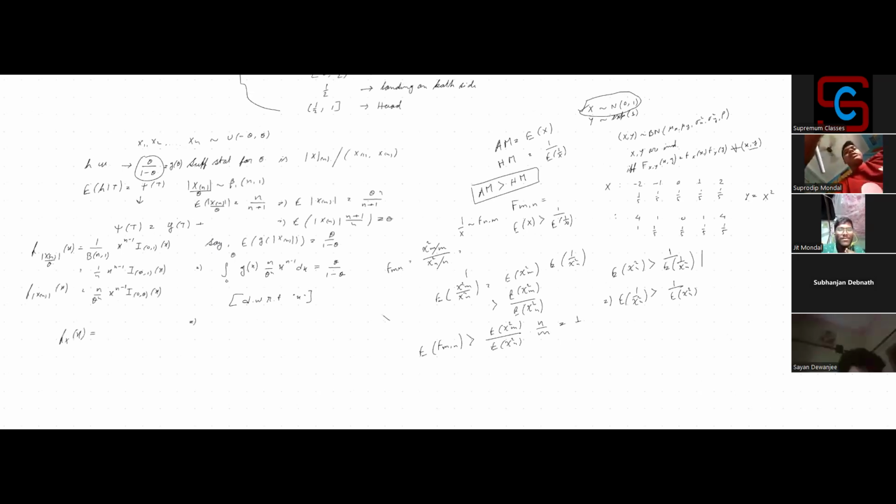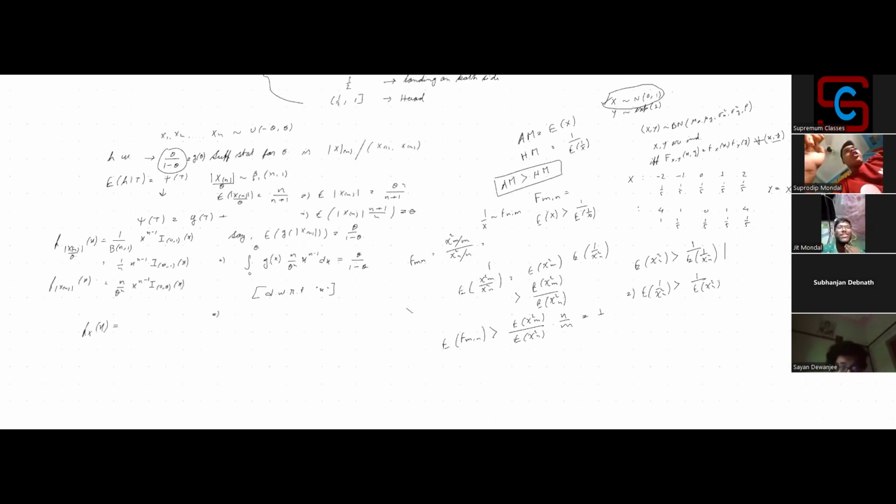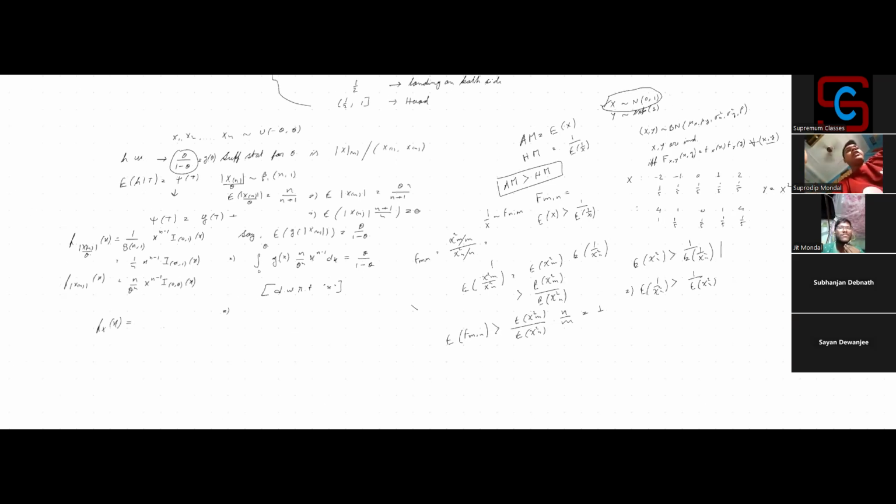So what will you use now? Will you use the UMVUE or the MLE for estimation? Obviously I will use the UMVUE, because the UMVUE will have minimum variance over all estimates of g(theta).